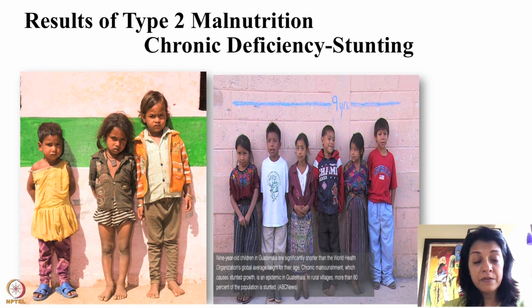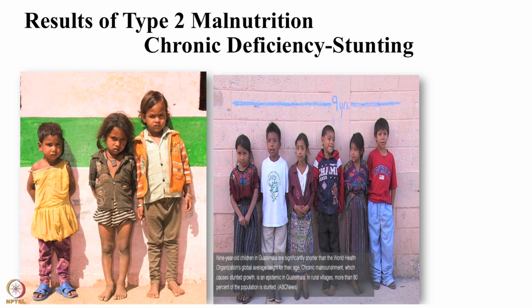Okay, so these are about the same age children, and look at the height difference. Similarly, this is a picture from Guatemala, where the children are supposed to be 9 years old, but they are all short. It means obviously they haven't got type 2 nutrients for a long time.